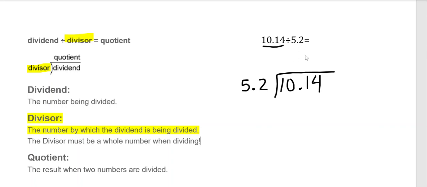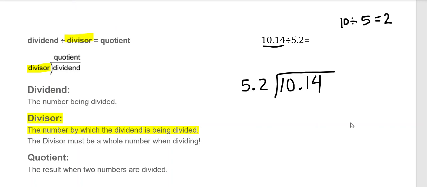I could estimate this by saying 10 divided by 5. 10 divided by 5 is 2. So that's an estimated answer. Now let's actually do the math to get the actual answer.